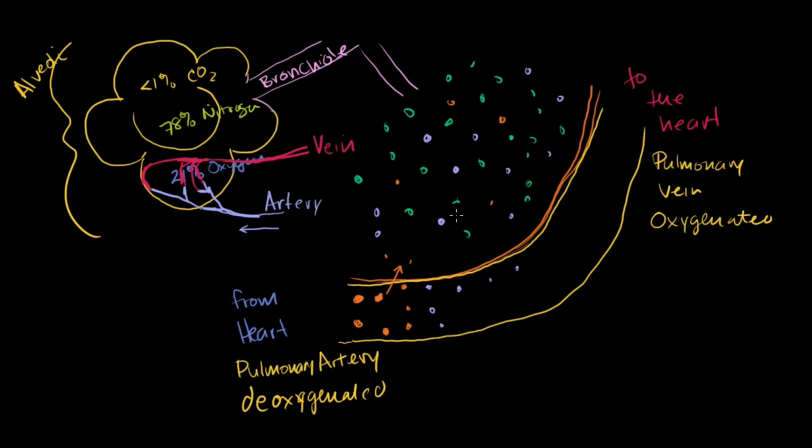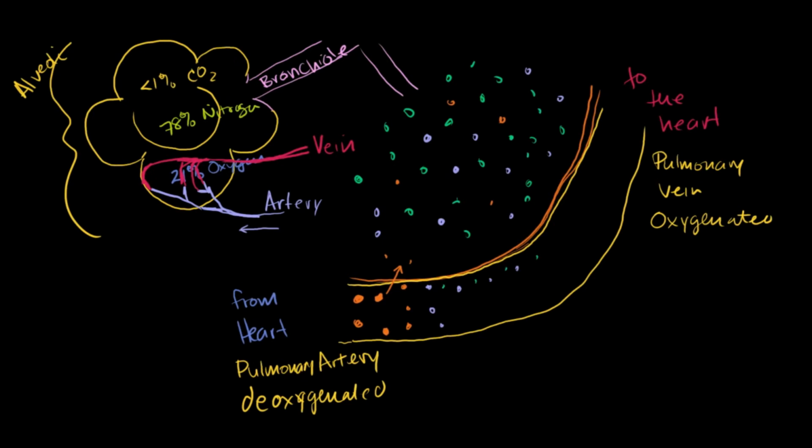And the answer is nitrogen can diffuse and does diffuse into the blood, but the blood's ability to take in nitrogen isn't that high. And you might say, well, why is oxygen special? Why can the blood take up oxygen so much easier than nitrogen? And that's where the red blood cells come into play.